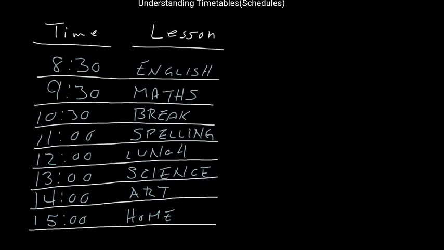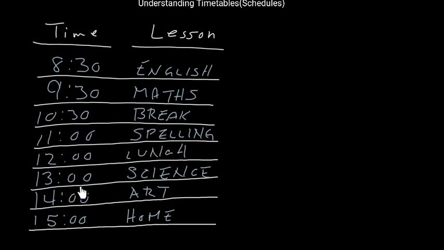Okay, in this video, I'm going to talk about understanding timetables or schedules. So here we've got an example of a class schedule that we used last year. At 8:30, we had our English lesson. At 9:30, we had maths. 10:30, we had break. 11 o'clock, we had spelling.